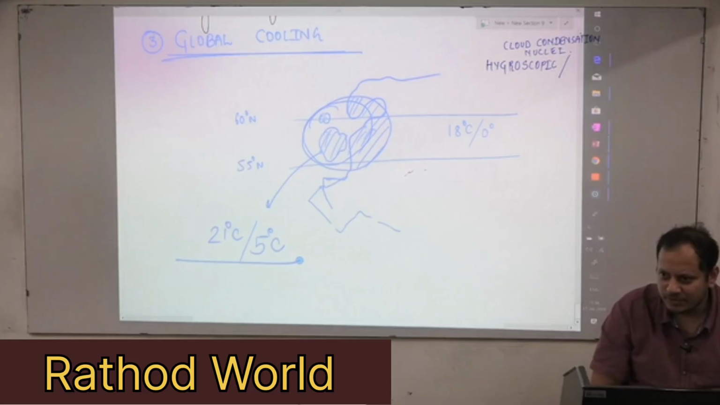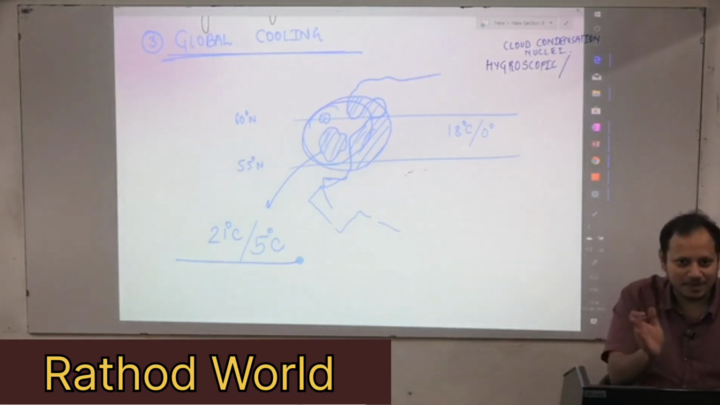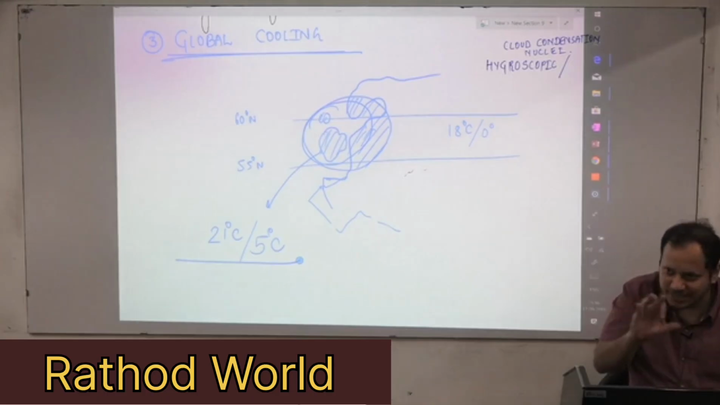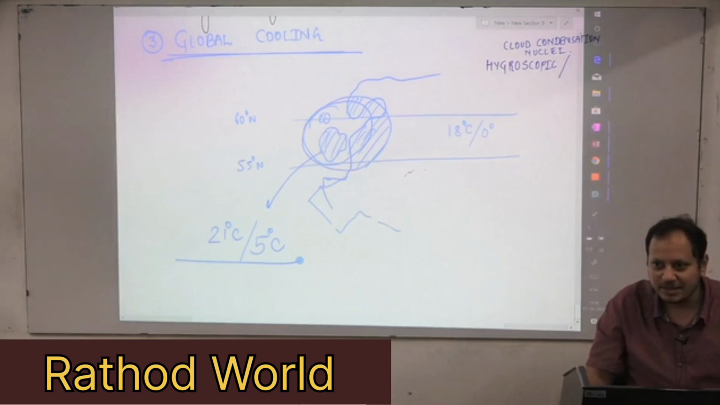Why? We have done this, due to the warming effect of the ocean currents. So this is anomalous temperature. If at one latitude there is a lot of variation of the temperature due to certain reasons, that is what is known as anomaly. Anomaly means deviation from normal.